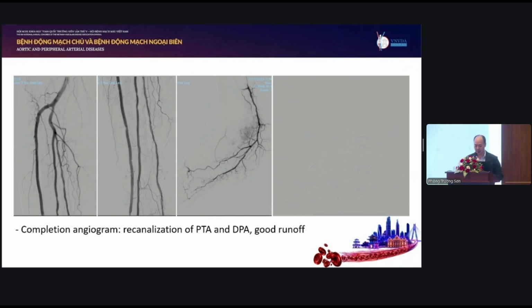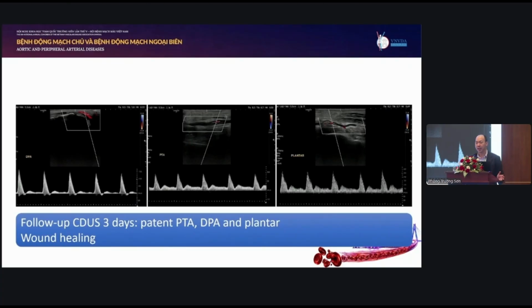This is an example of limb salvage. The patient improved. We checked again with color Doppler ultrasound 3 days after the procedure, and you can see on the ultrasound there's a patent pattern of all 3 vessels.